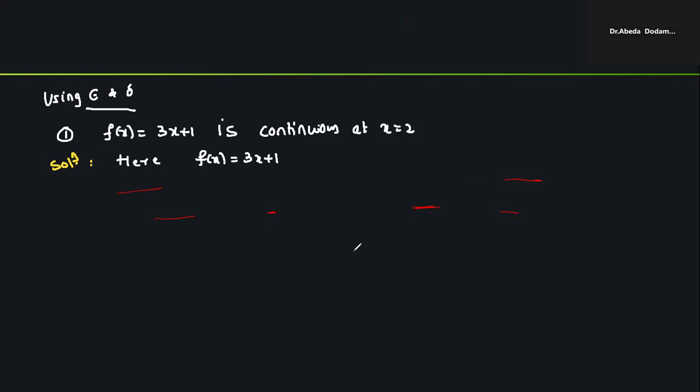So for that, here f of x is equal to 3x plus 1 is given, and at x equal to 2 we need to find out whether it is continuous or not. Therefore let us find the function value at that point, f at the point 2. So f at 2 means wherever x is there, put 2. You will get 3 times 2 plus 1, which is equal to 7.